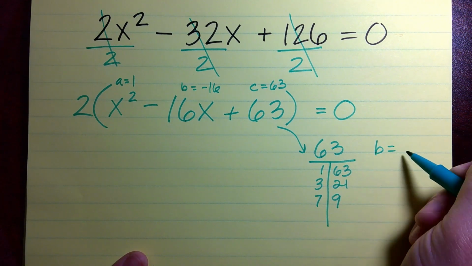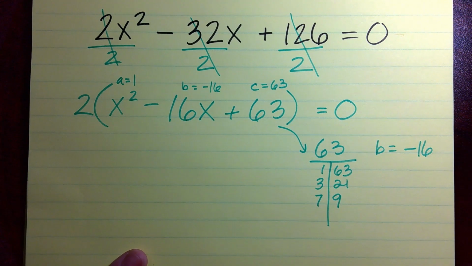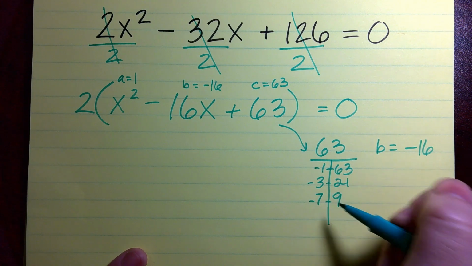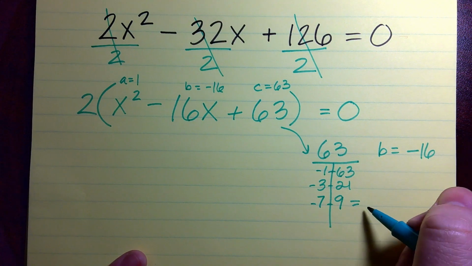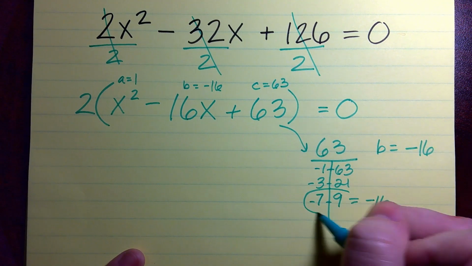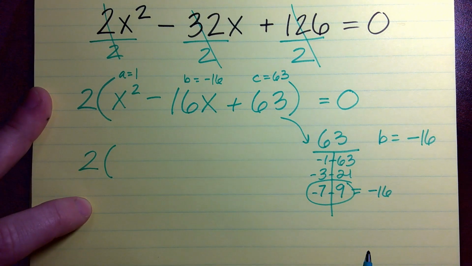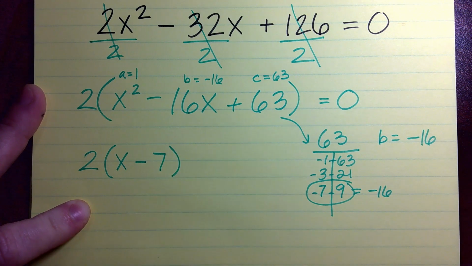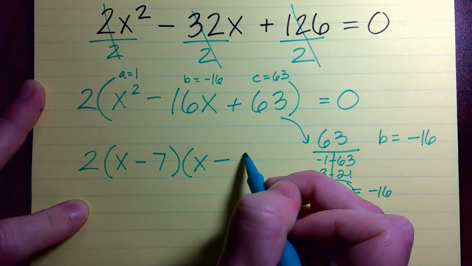-16. So what sign do our factors need to have? Negative. Both of them have to be negative. It'll be -7 and -9. Yes. -7 plus -9 is -16. So, what's our answer? x minus 7, good, x minus 9.